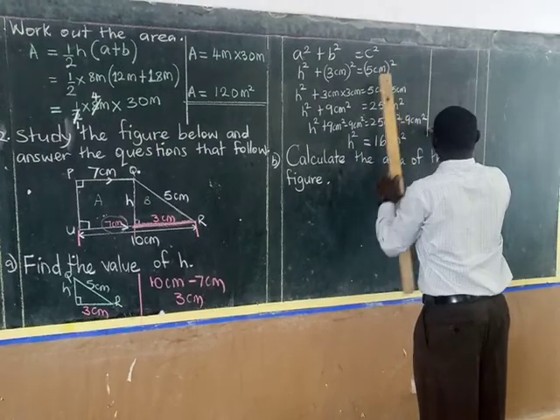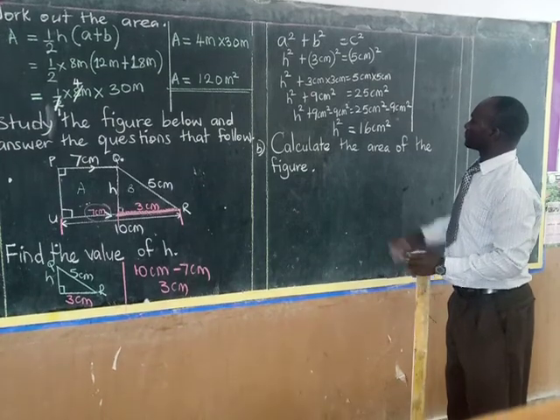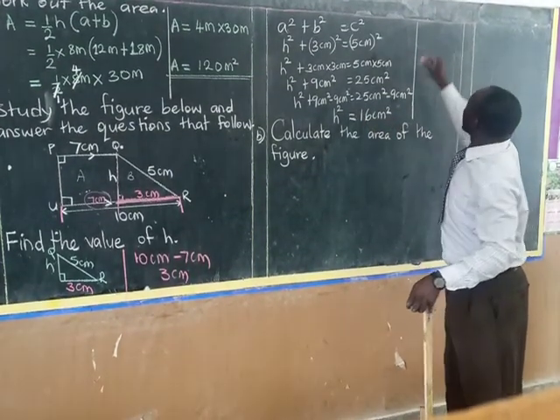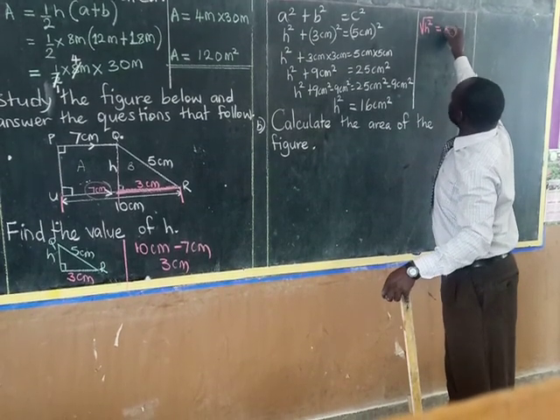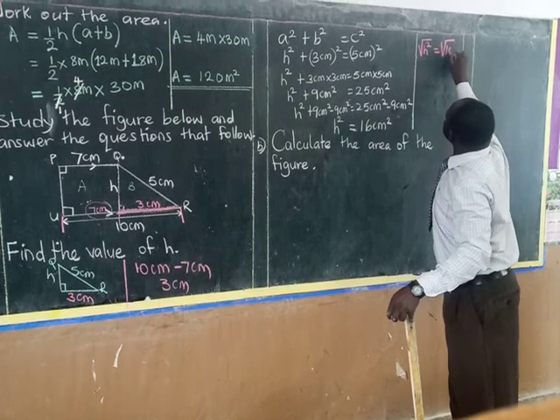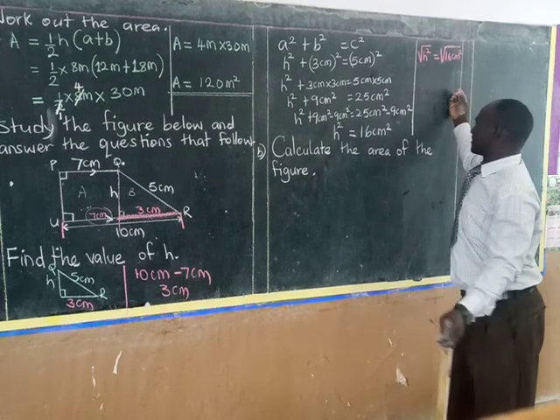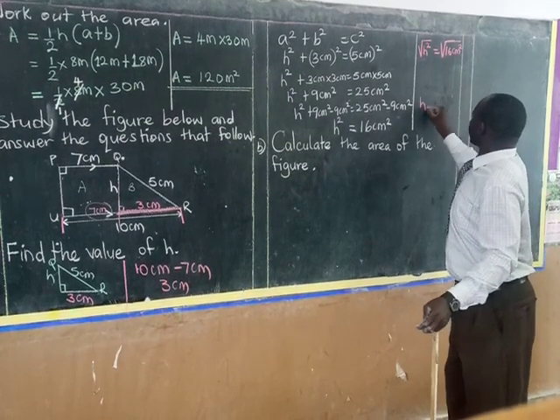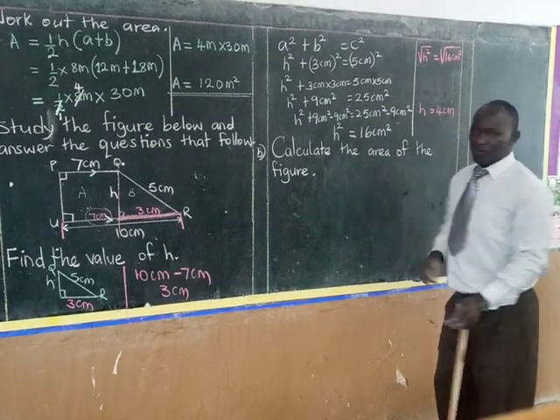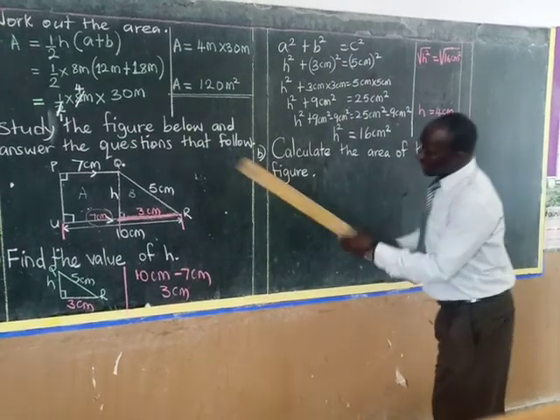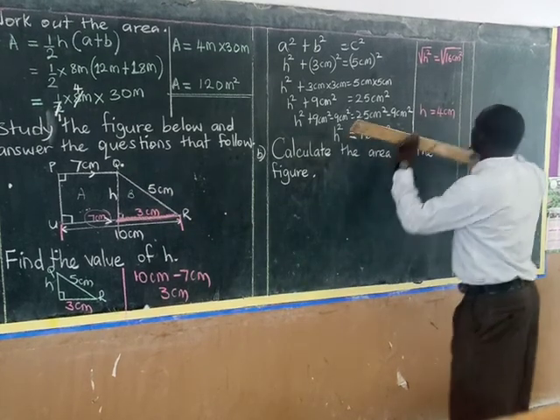But I want to get the value of h. From your second lesson, we went in for the square roots. So I need to get the square root of h squared, then I get the square root of 16 square centimeters. In short form, the square root of h squared is h. The square root of 16 square centimeters will be just 4 centimeters. So the height of this figure is 4 centimeters.